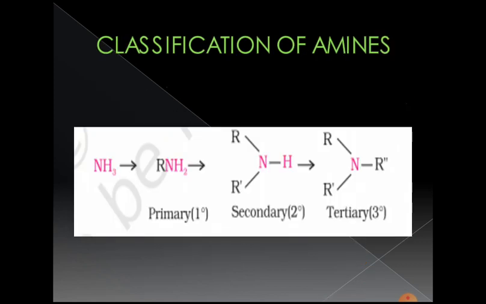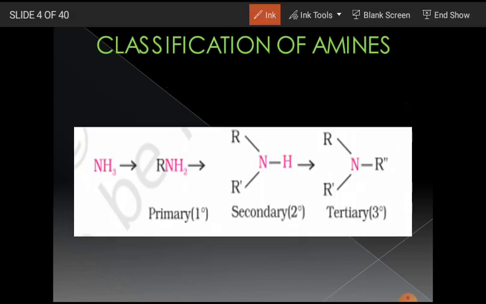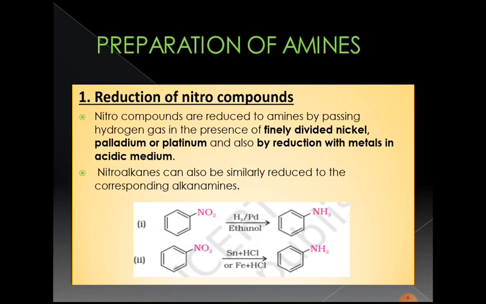Let us now talk about the classification of amines. We have already studied this in previous chapters also. We have ammonia, and if I remove one of the hydrogens and substitute an R group over there, we are getting a primary amine. And if I am removing two hydrogens and substituting two alkyl groups, then I am getting a secondary amine. And if I am removing all the hydrogens of ammonia and substituting them with alkyl groups, then I will be getting a tertiary amine over there. Let us now move on to the next slide.